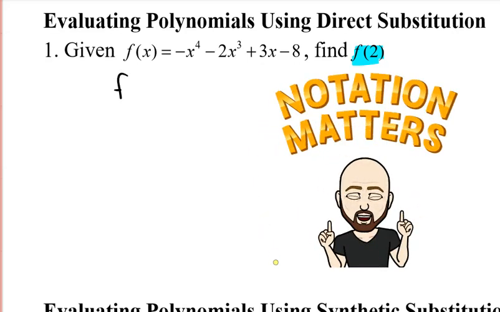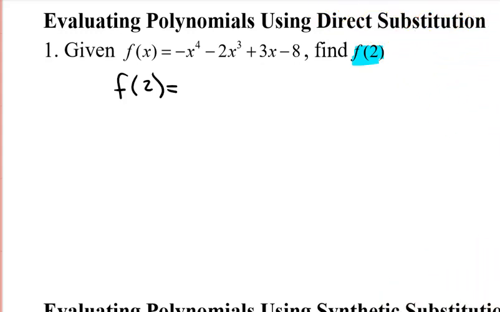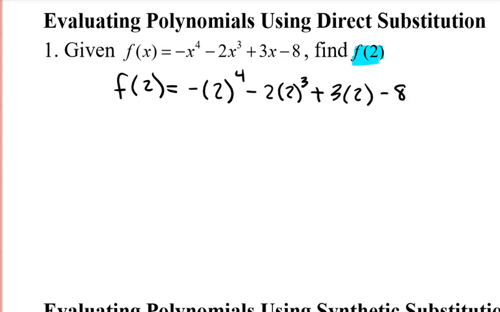So when we write this, because our notation matters, we're going to write f of 2 equals, because 2 is the number that we're going to plug in. And then anywhere there's an x, we're going to plug in a 2. So we'll go ahead and do that. This is where you just have to be really careful to make sure that you put 2's in all the right places and then do your evaluating accordingly.